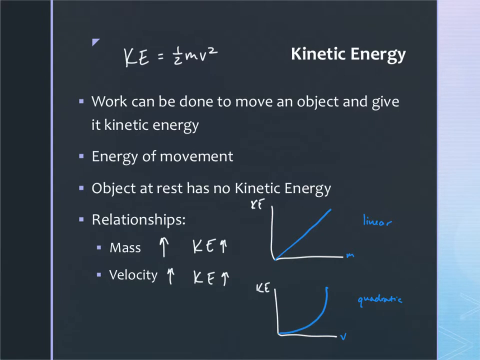So think about if you double the speed, you quadruple the kinetic energy because you're squaring that too. If you triple it, 3 squared becomes 9. If you quadruple the speed, 4 squared becomes 16. So that's why it's a quadratic relationship versus the mass. There's no exponent. It goes up the same constant rate.